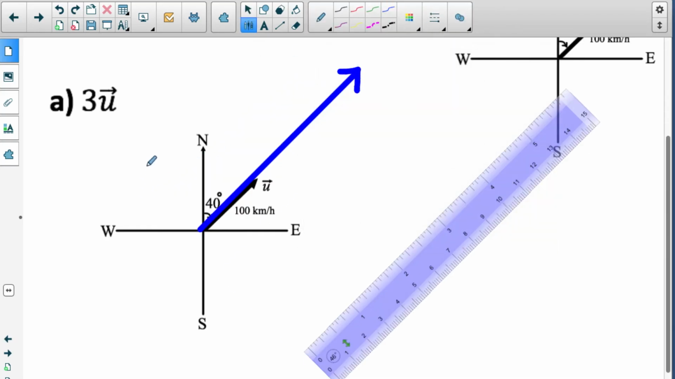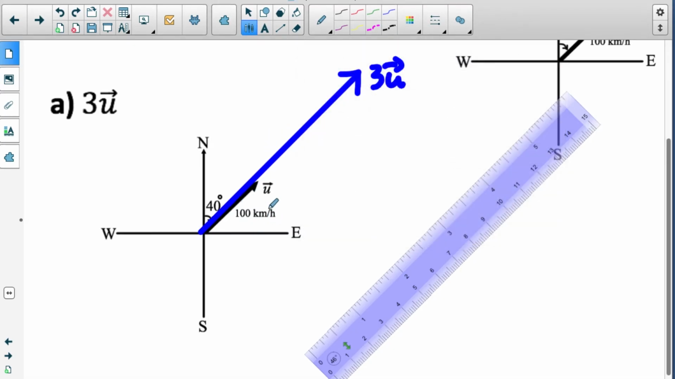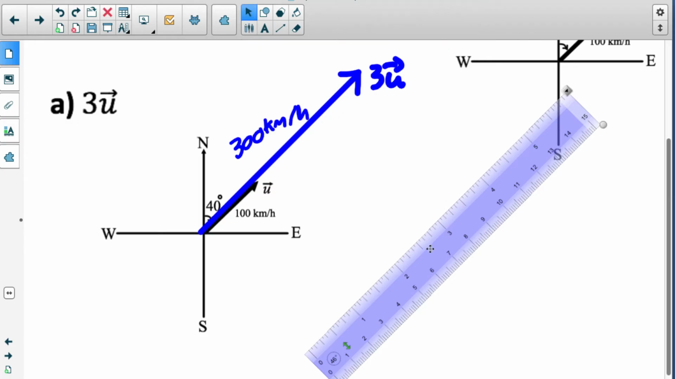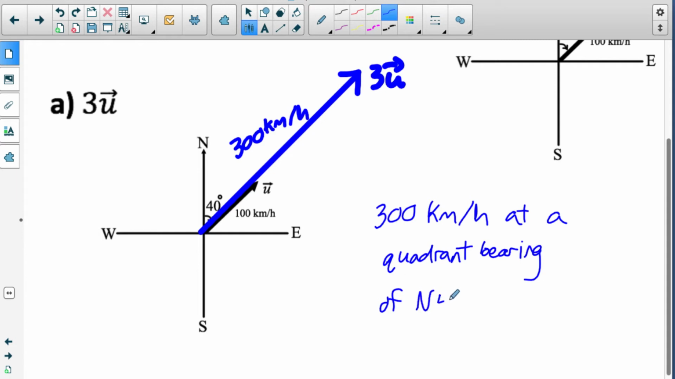And I'm going to put the arrow at the end of it to indicate that it's going in the exact same direction as vector u was. So this is vector 3 times u, and its magnitude is 3 times 100 kilometers an hour, so its magnitude is 300 kilometers an hour, going in the exact same direction. So if I want to describe this vector, I would say the velocity is 300 kilometers per hour, going in the exact same direction. So it's still going at a quadrant bearing of north 40 degrees towards east, exact same direction.